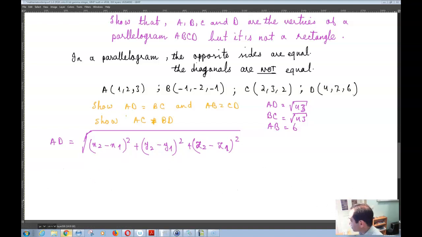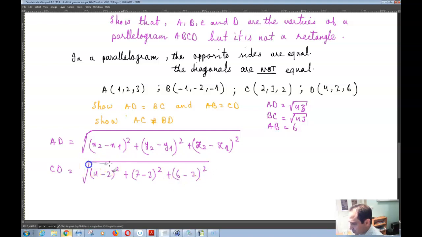Next, this distance over here, CD, is equal to the square root of (4 minus 2) whole squared plus (7 minus 3) whole squared plus (6 minus 2) whole squared, which is the square root of 2 squared, which is 4, 4 squared, which is 16, and 4 squared, which is 16. That gives 36, which is equal to 6. So CD is equal to 6.